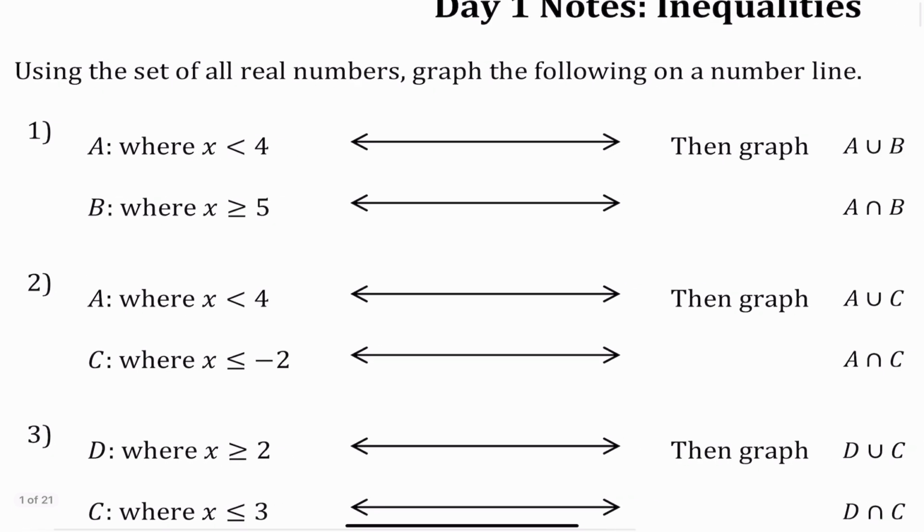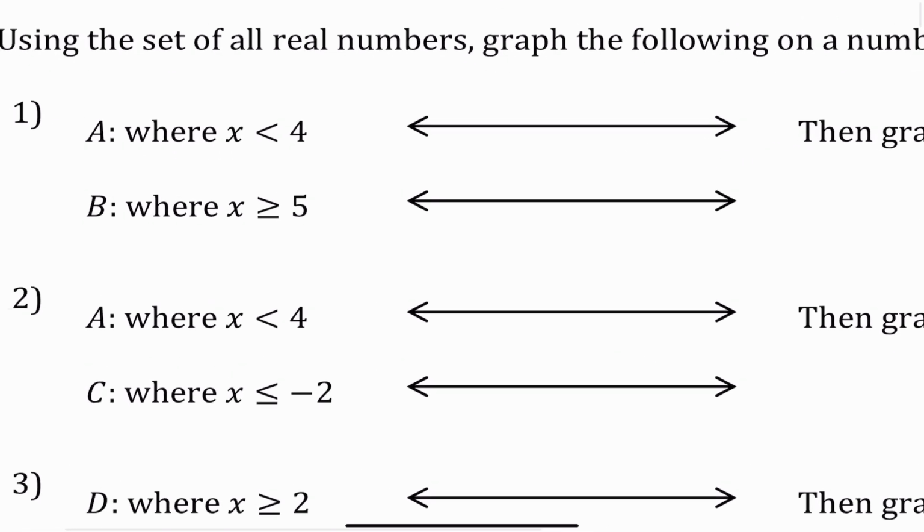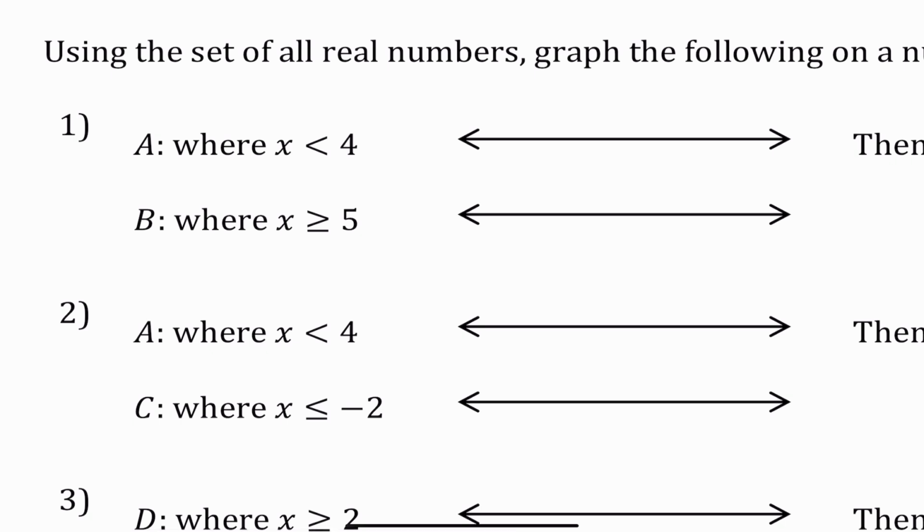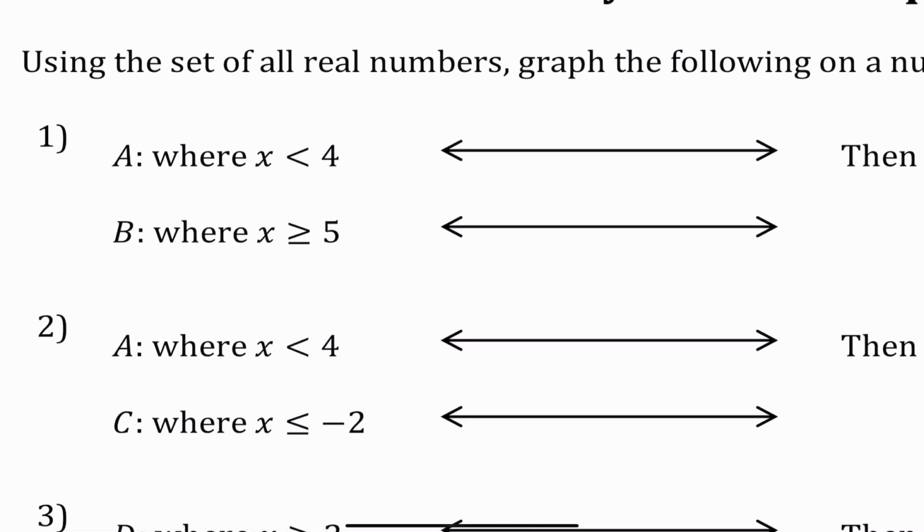It says, using the set of all real numbers, graph the following on a number line. So we have A, where x is less than 4, and B, where x is greater than or equal to 5. So for this first number line, I'm going to graph what x is less than 4 looks like. That will be right here. And since it's a less than, we're going to have an open dot above the 4. All the numbers less than 4, like 3, 2, 1, 0, negative 1, negative 1.111, are going to be on the left of 4.